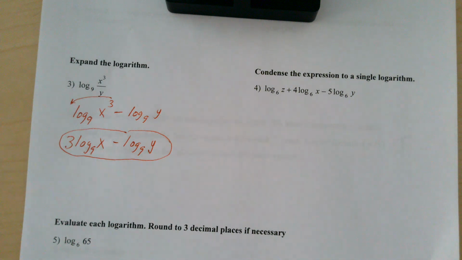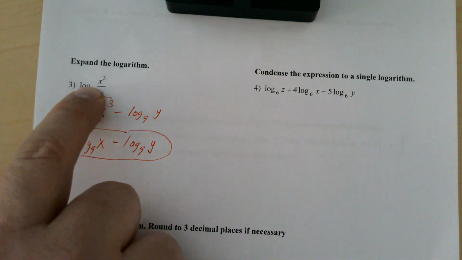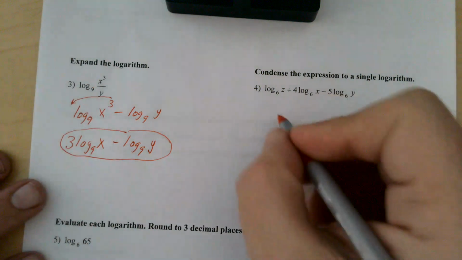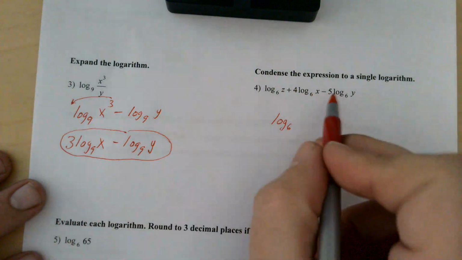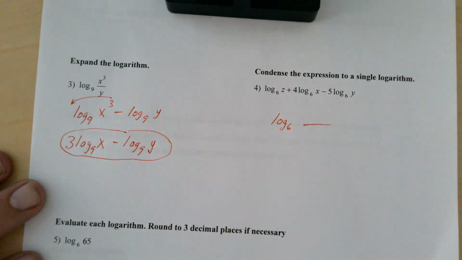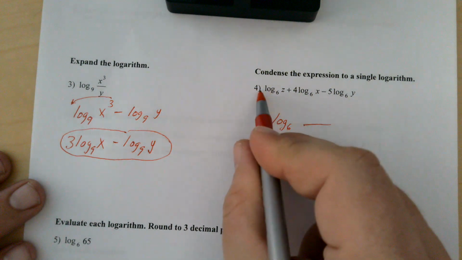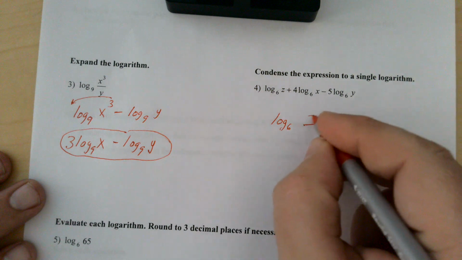And then condensing is just the reverse process. So if I gave you this, it would condense to this. For this problem, I'm going to write it as a single log. The fact that I see a minus sign, I know it's going to be a division problem. But what's up top is going to be a z. That's the first thing I see, and I don't see a power, so it's just a regular z.